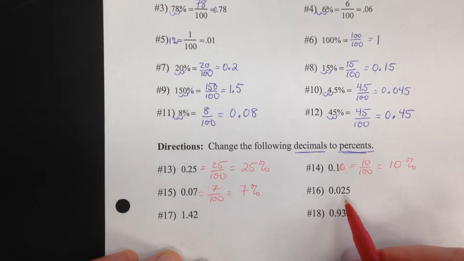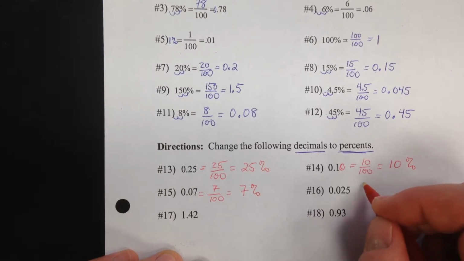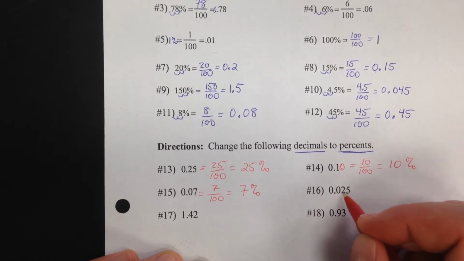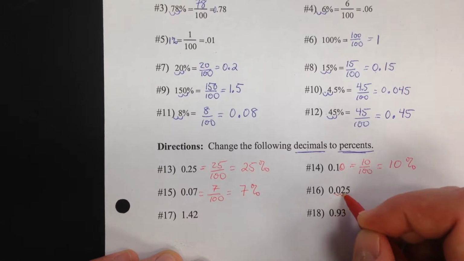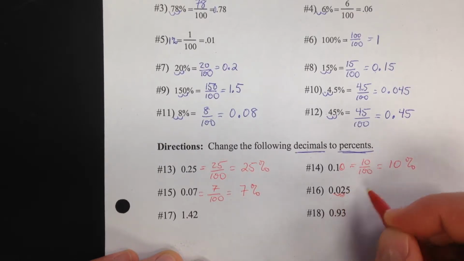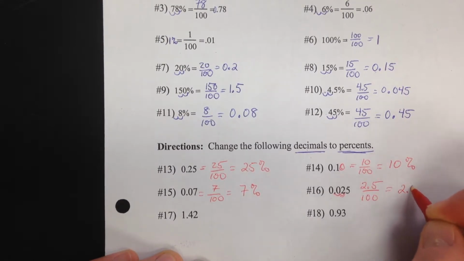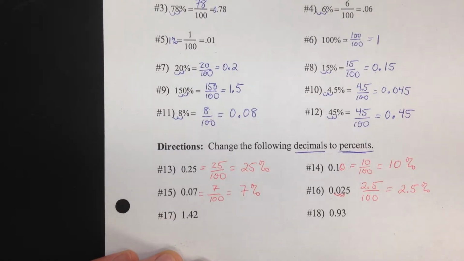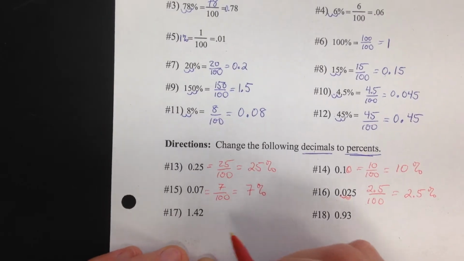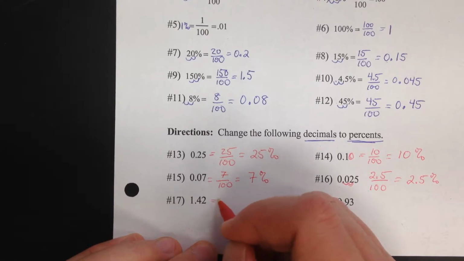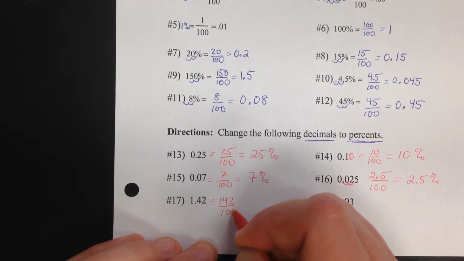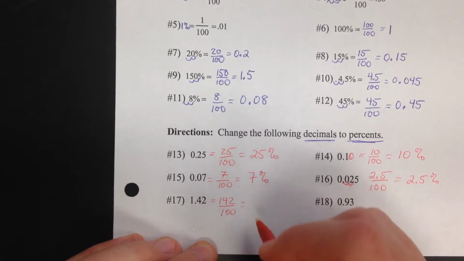Now 0.025, this is now in terms of thousandths. So it would be 25 over 1,000, but let me keep it as a decimal here. Let me shift the decimal 2 spots to the right. It's 2.5 over 100, which is 2.5%. 1.42 is 142 over 100, which would be 142%.